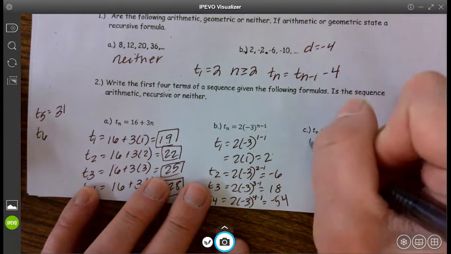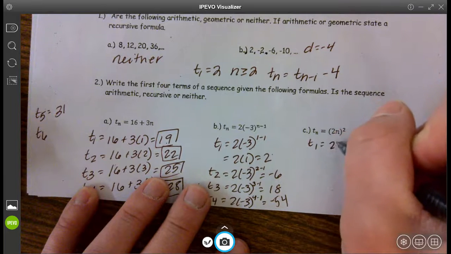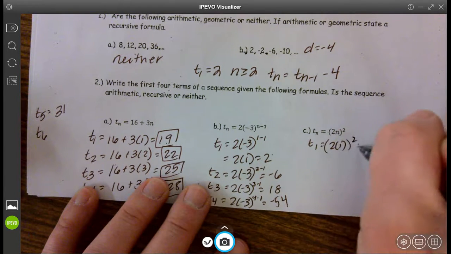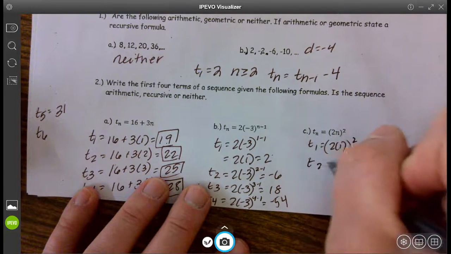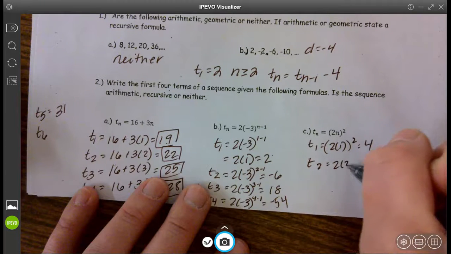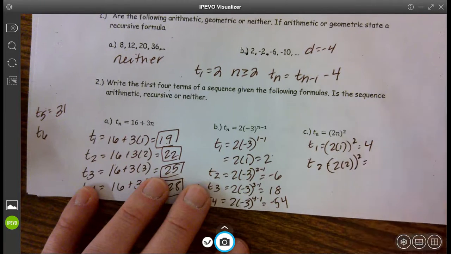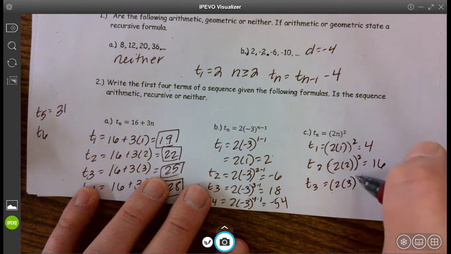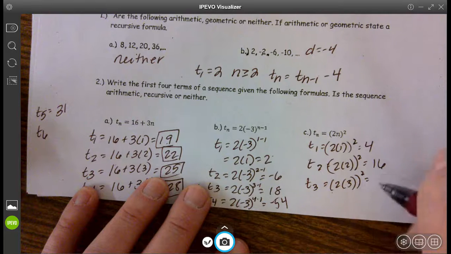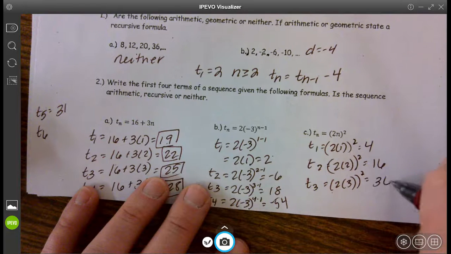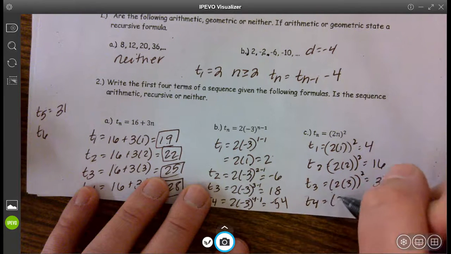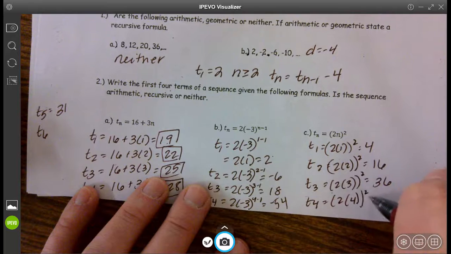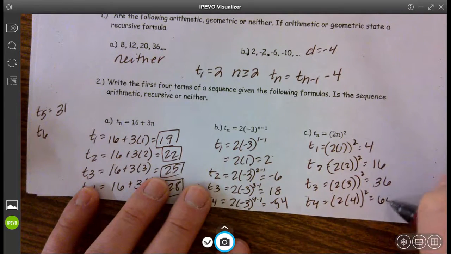Last one, term 1, all that squared, you get 4. Term 2, 4 squared is 16. Term 3, 6 squared is 36. Term 4, it's going to be 8 squared is 64.